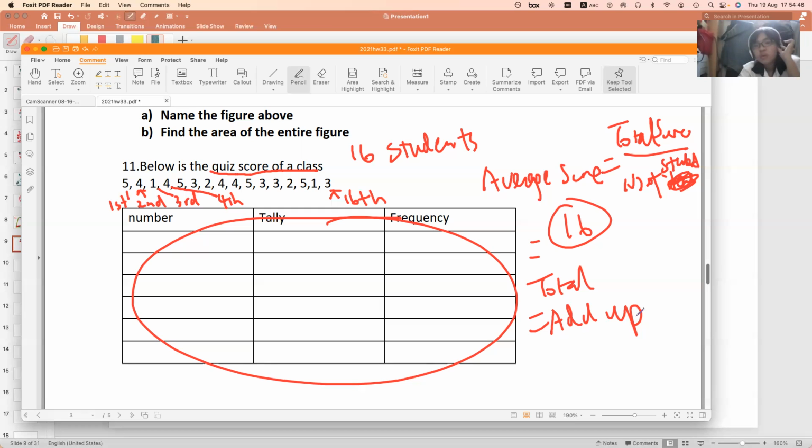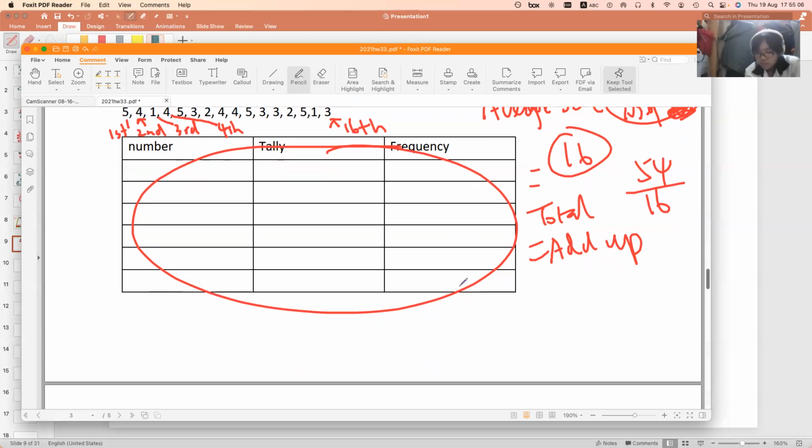What's the total? 54. Huh? 54. Number of students, I mean number of items. 16. Okay, good. So what's the score? Average score, I'm sorry. Quick.